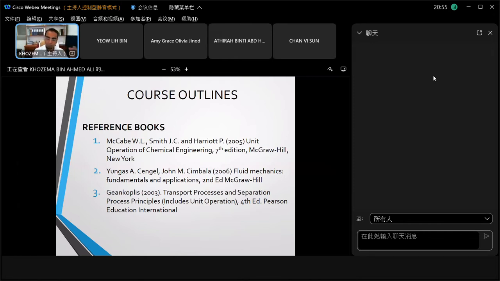Some of it from book number 1, some from book number 2, depending on the topic that we are learning. I think it's always available online, or if you want to buy it, you can also buy it and get a hard copy of it.